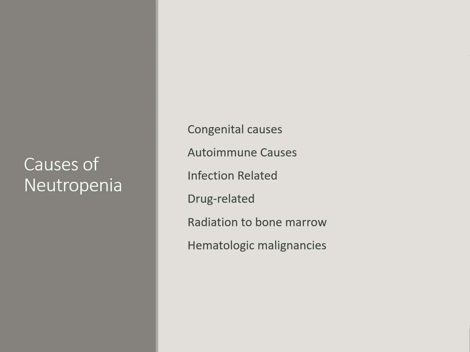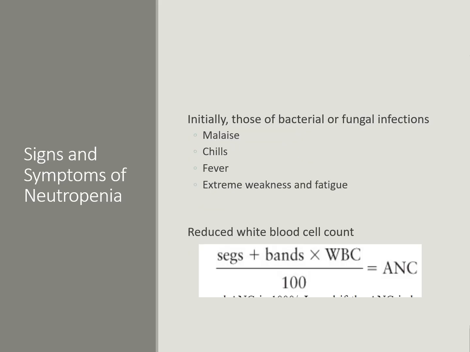Other causes of neutropenia include extensive radiation treatments to the bone marrow, or hematologic malignancies, and we'll be discussing many of these coming up. So some other signs and symptoms of neutropenia are often those of bacterial or fungal infections that become overwhelming or more common. So things like malaise, chills, fever, weakness, and fatigue.